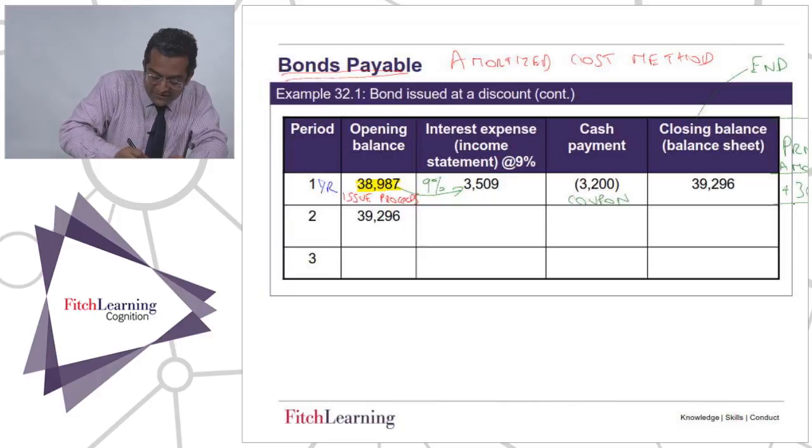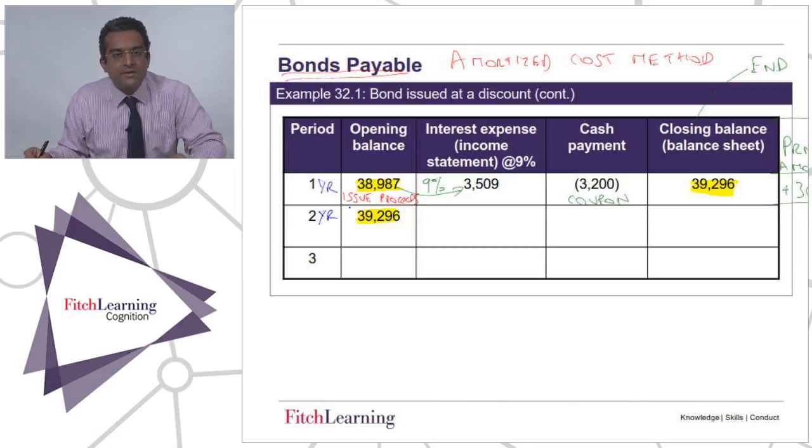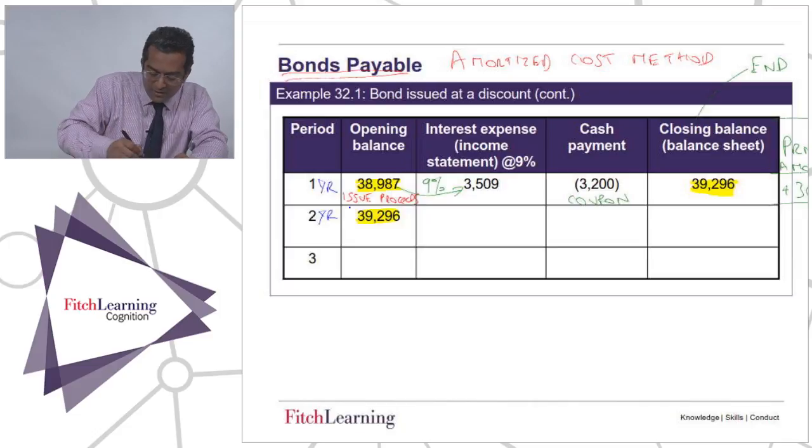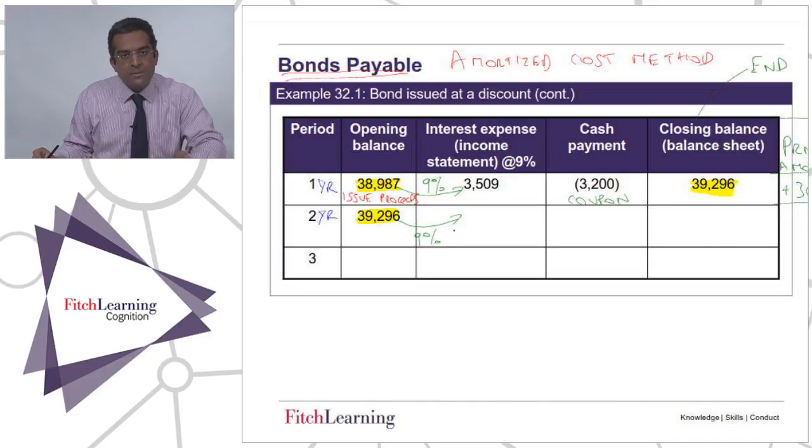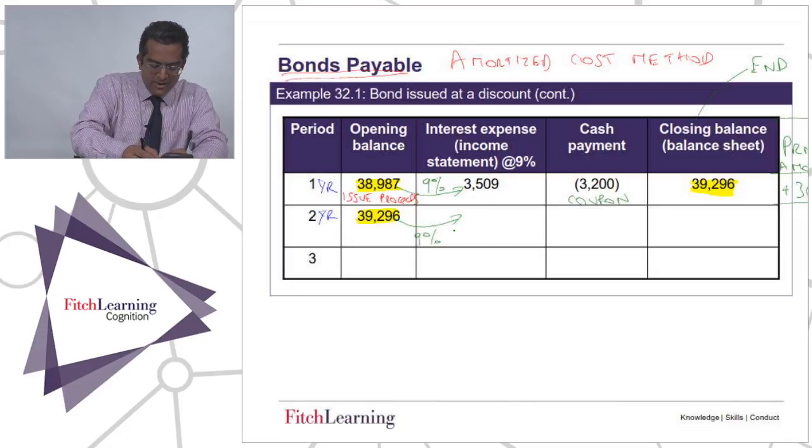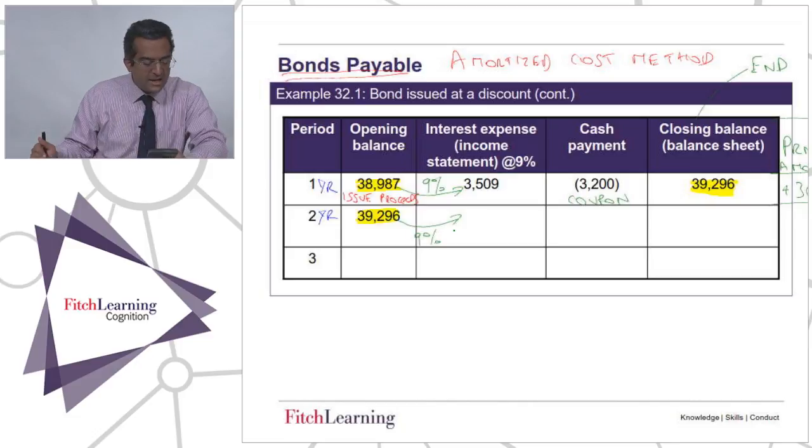Now, notice, folks, that the closing balance there for the first year is the same as your opening balance for the second year. We just go straight on and say for year 2, open with the same amount that you closed year 1. And follow the rules. Okay, now we need to fill in the gaps, guys. So 9% of the opening balance, we're still sticking with 9%. Let's do that. 39,296 times 9% is going to give us the interest expense for year 2. Should we take a rounded answer?